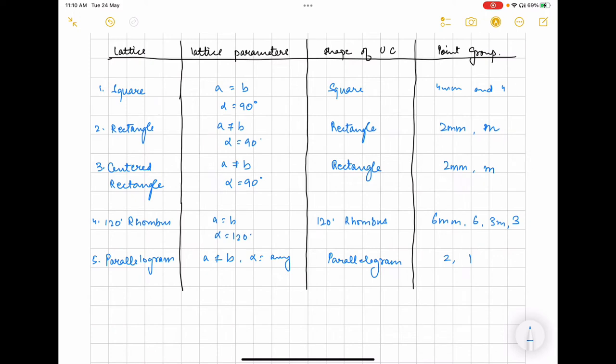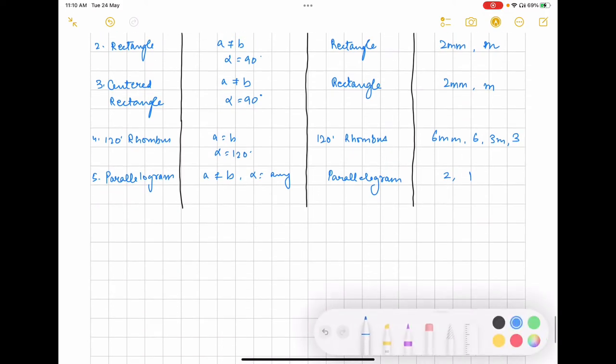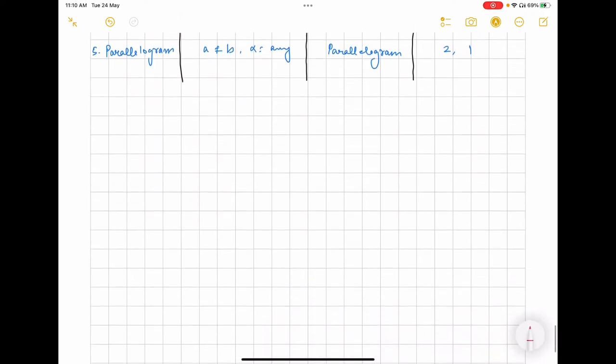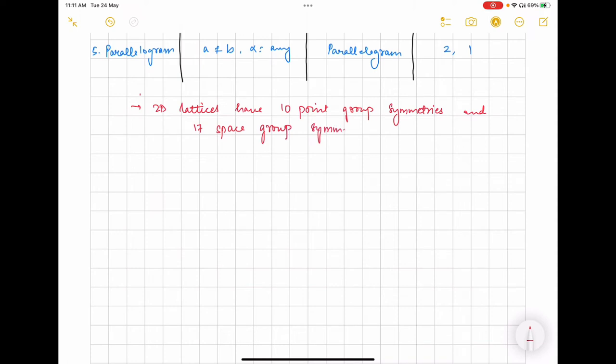So we see 2D lattices have a total of 10 point group symmetries. So we can conclude 2D lattices have 10 point group symmetries, and correspondingly 17 space group symmetries. That takes us to the end of 2D lattices.